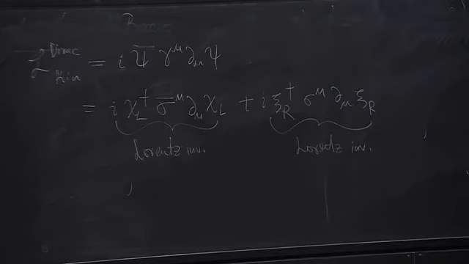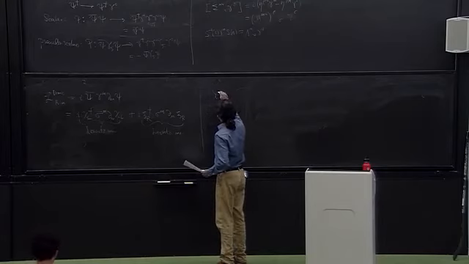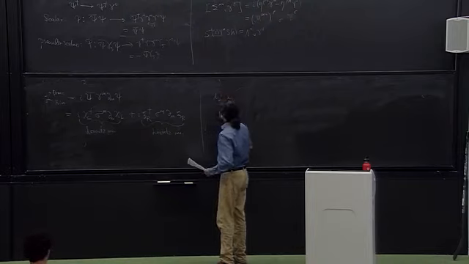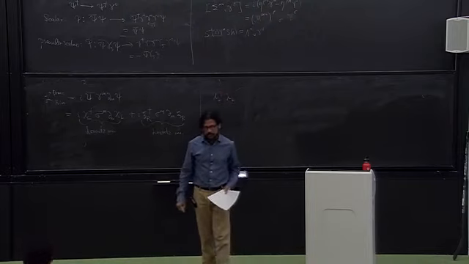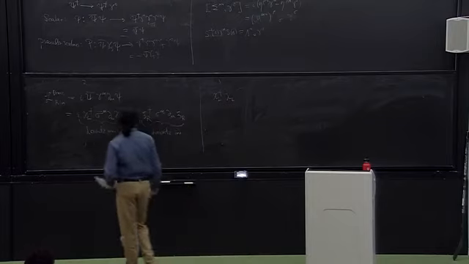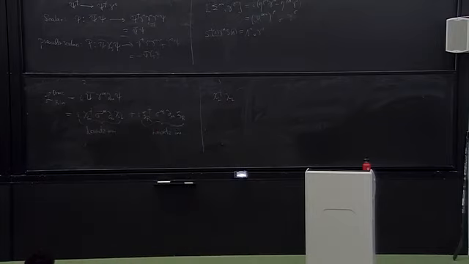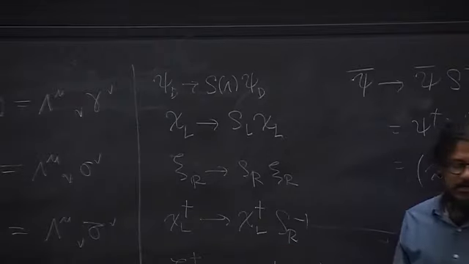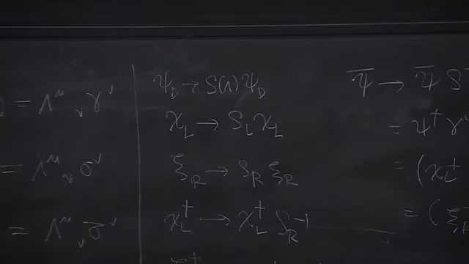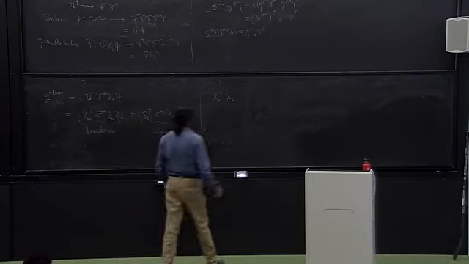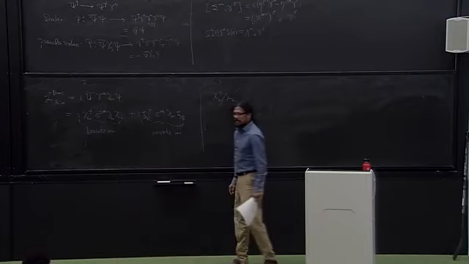What about mass terms? So mass terms like this are not Lorentz invariant, and that's because chi L transforms with S_L, whereas chi L dagger transforms with S_R inverse. So this is not going to be Lorentz invariant. So this is not allowed.